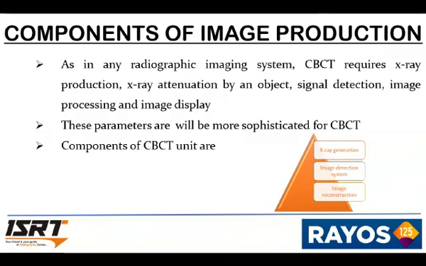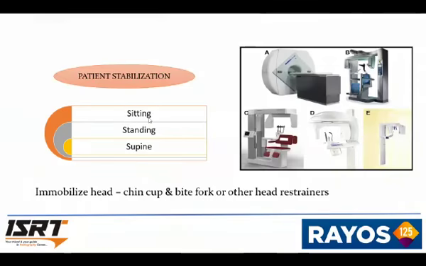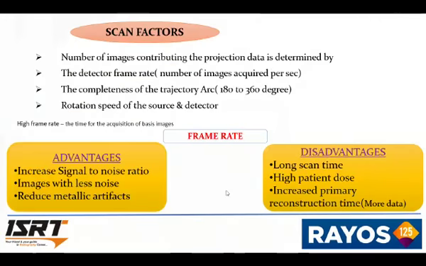These parameters will be more sophisticated for CBCT, and components of CBCT include X-ray generator, image detection system, and image reconstruction. So these are the different types of CBCT. It can be sitting position, as the case may be, and standing and supine view. Here the head is immobilized with chin cup and bite box forks or other head restrainers.